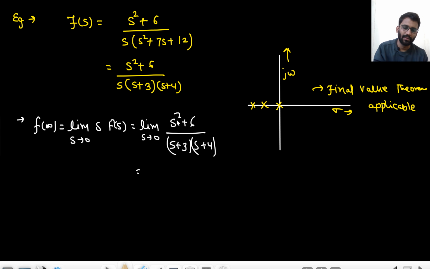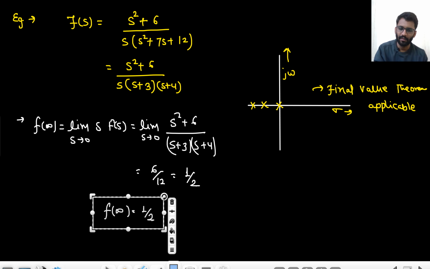If you put s equals to 0 here, the numerator will be 6, right? And if you put s equals to 0 in the denominator, it will be 4 into 3, that will be 12. So 6 by 12, that means it would be 1 by 2. So the final value will be 1 by 2. Okay, so this is your final answer.